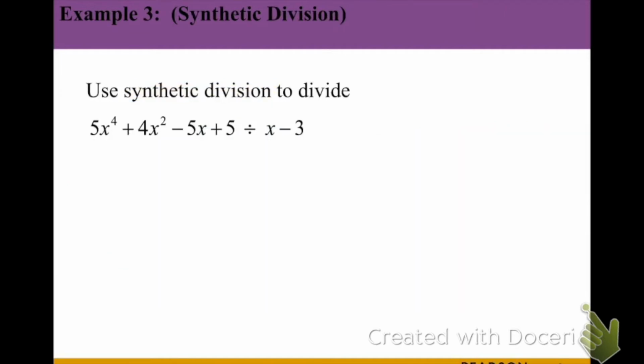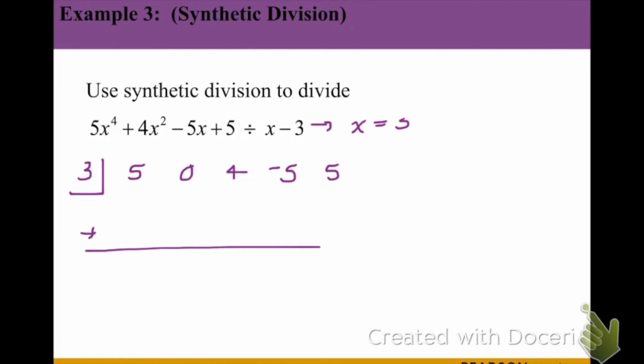Let's try this again with another problem. Again, the first thing we're going to do is find our 0. So in this case, we're dividing by x minus 3, so our 0 is a positive 3. From there, we're going to list out our coefficients going across. Notice how we're skipping a cube term, so I'm putting a 0 in there, but all the other terms have a coefficient, so we can just write those out. And then from there, we can go ahead and do our adding and multiplying.